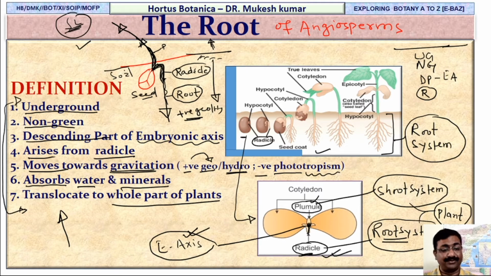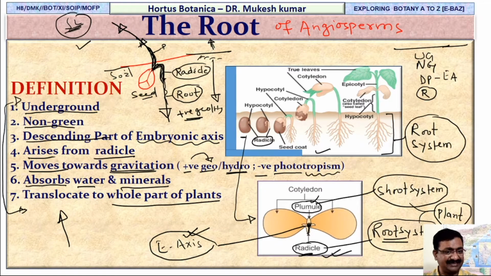You can say root is the underground, non-green, descending part of the embryonic axis. It arises from the radicle and moves towards gravity, that is, positively geotropic or hydrotropic, or negatively phototropic. It absorbs water and minerals and translocates them to the whole plant. So this is the definition of root.